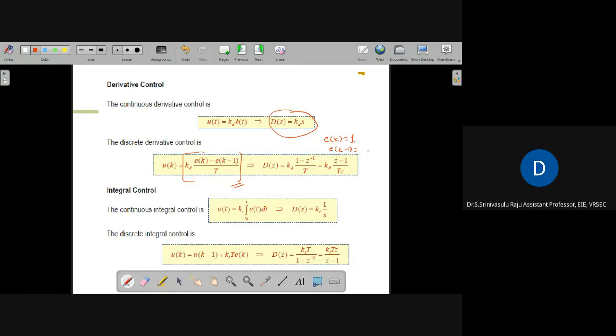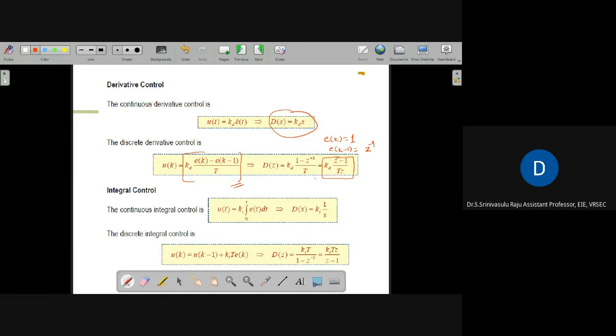So how are we going to represent one sample period of time? Z inverse. How are you going to represent one sample period of time? Z inverse. So E of k minus 1 is nothing but the Z inverse. So I am replacing this terminology: 1 minus Z inverse by T. Okay, so if I simplify it, we have this one: Kd (Z minus 1) by TZ.